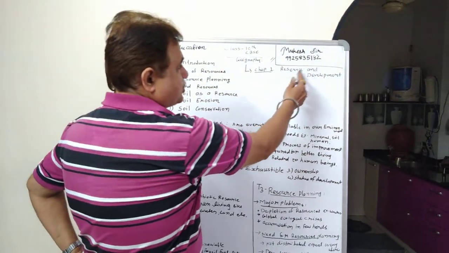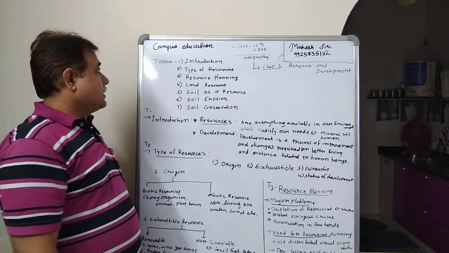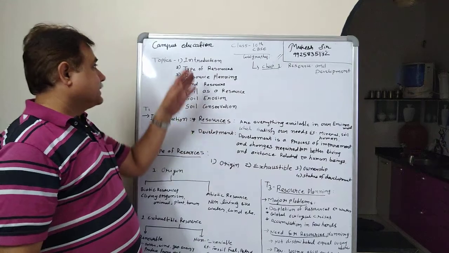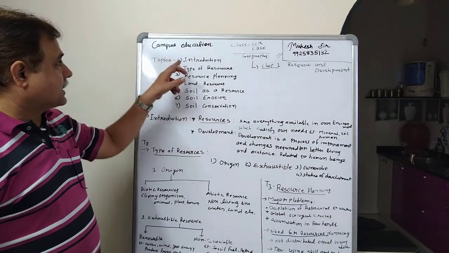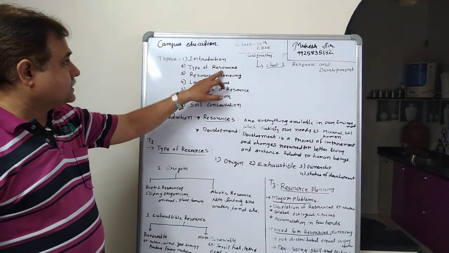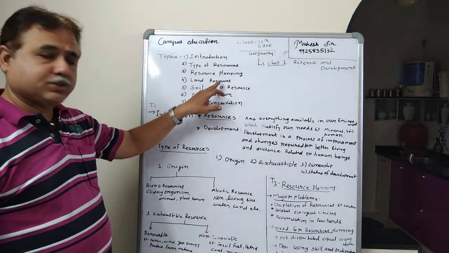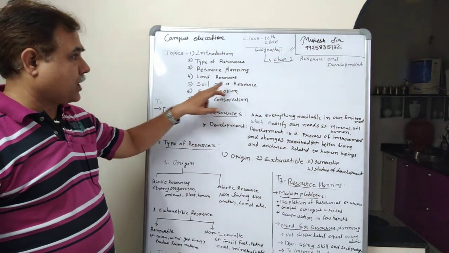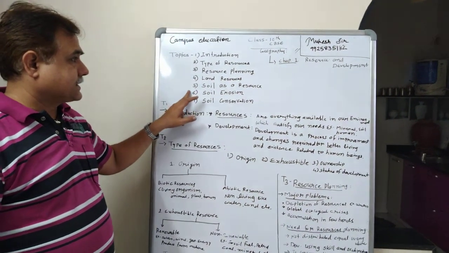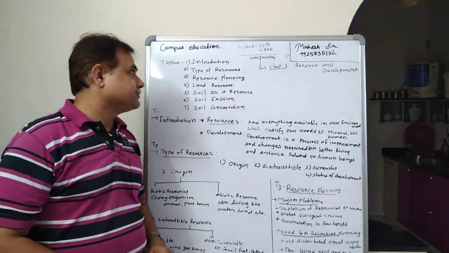Chapter 1, Resource and Development. First we learn topic wise introduction. Second, type of resources. Third, resource planning. Fourth, land resources. Fifth, soil as a resource. Sixth, soil erosion. Seventh, soil conservation.